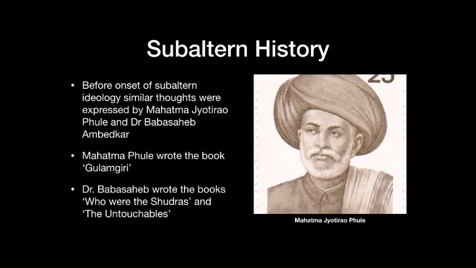Before the onset of subaltern ideology, similar thoughts were expressed by Mahatma Jyotirao Phule and Dr. Babasaheb Ambedkar. Mahatma Phule wrote the book Gulamgiri. In this book, he drew attention to the exploitation of women, Shudras and Atishudras done under the name of religion. The terms Shudra and Atishudra indicate the bottommost ranks in the caste system. The role of people belonging to Dalit castes in the shaping of various cultural and political aspects of India was not acknowledged in the colonial and nationalistic historiography. Dr. Babasaheb Ambedkar, focusing on this fact, consistently wrote about it. He wrote the books Who Were the Shudras and The Untouchables.